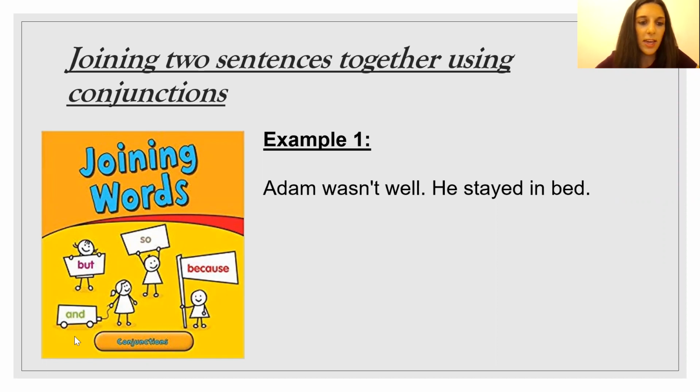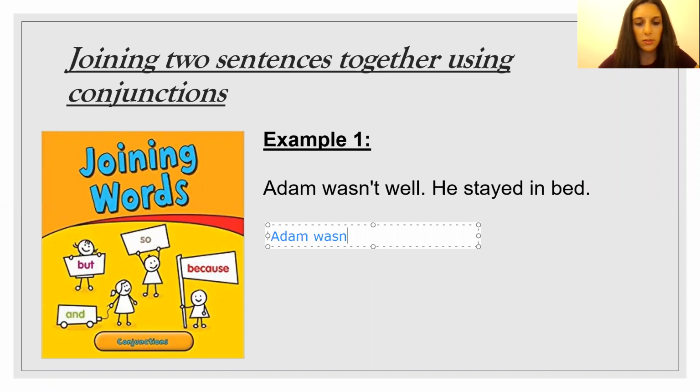As we can see here on the left, there is a picture and it says joining words: and, but, so, because. These are just 4 simple joining words, and you might know some more that might be more appropriate and more challenging for you, and you may use those. But we're going to just start by using these for now. Adam wasn't well. So I'm going to begin by typing that out.